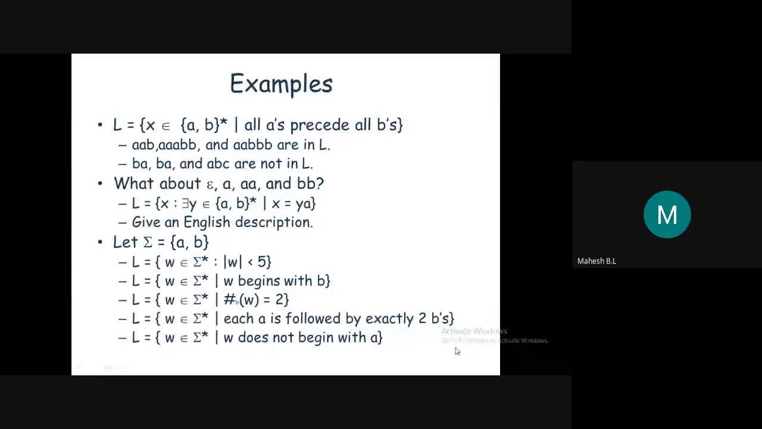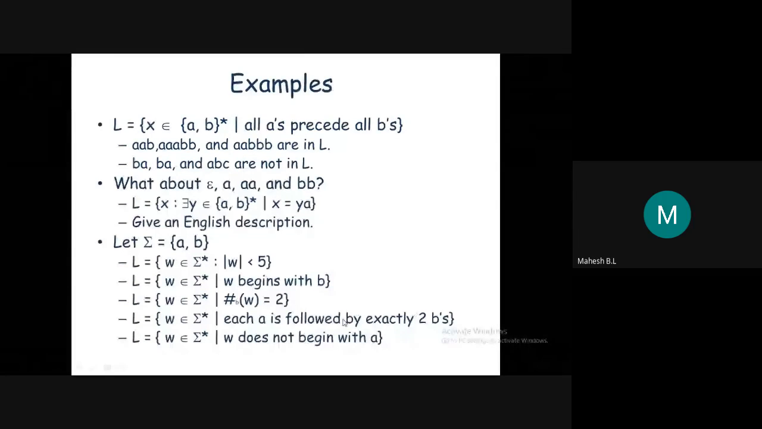The answer is no, because according to the description, there must be two B's in the string, then only it belongs to L. In epsilon there are no A's, no B's, so how can it belong to L? So epsilon cannot be a part of L because two B's must be there for a string to belong to L. Now, coming to the next language, L: each A is followed by exactly two B's.